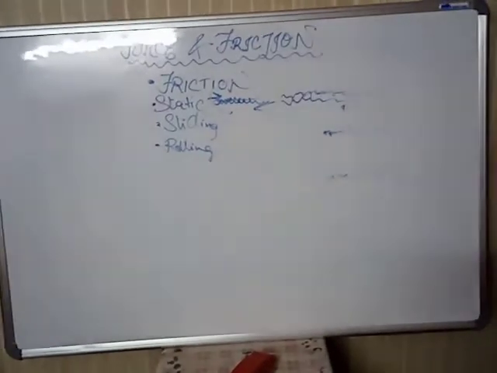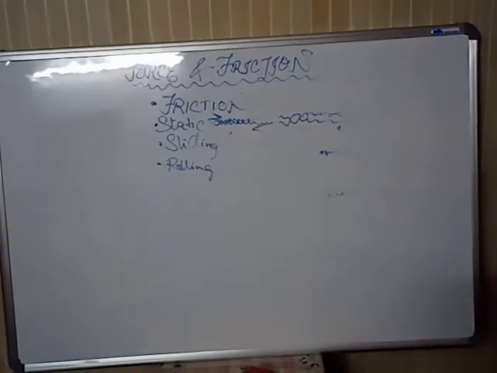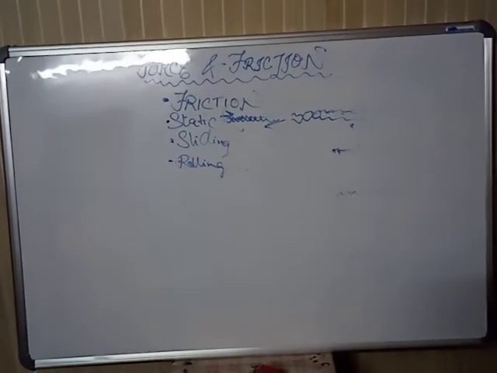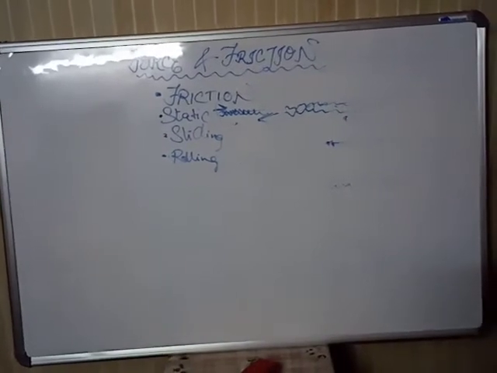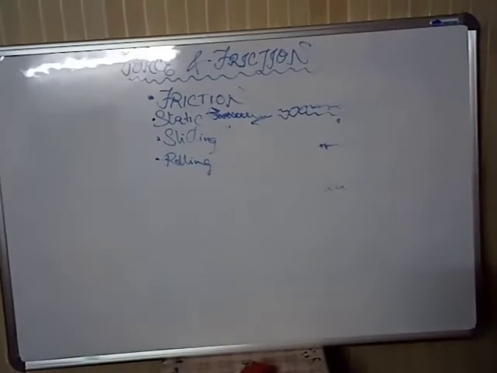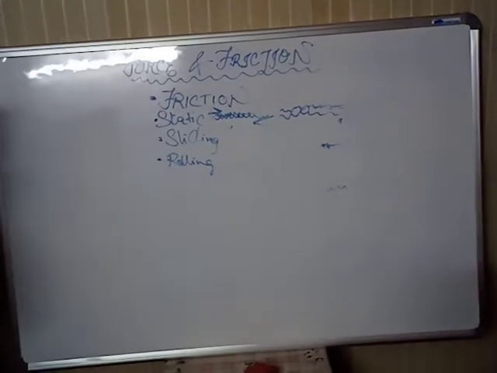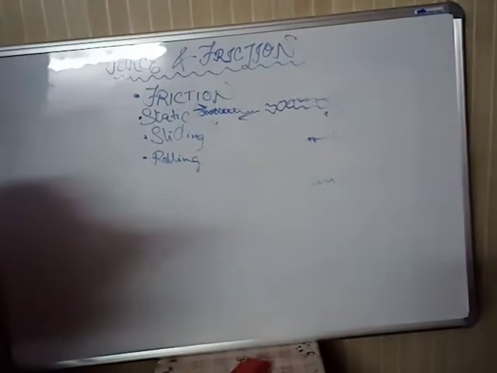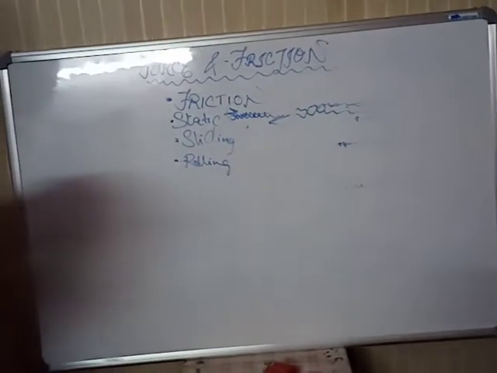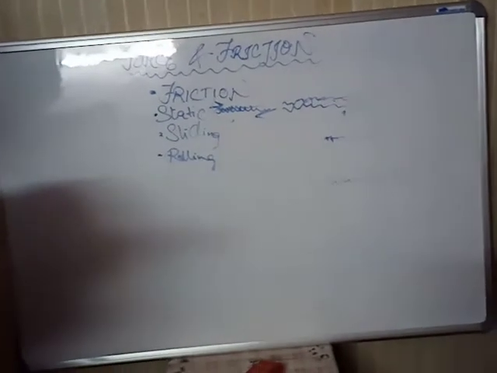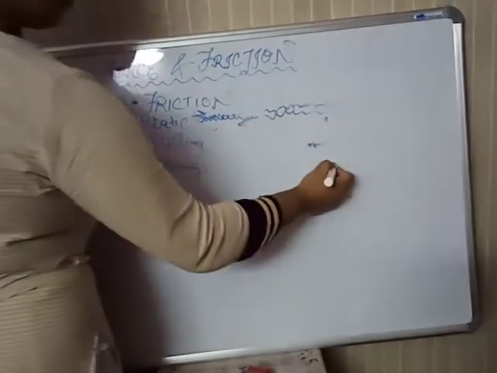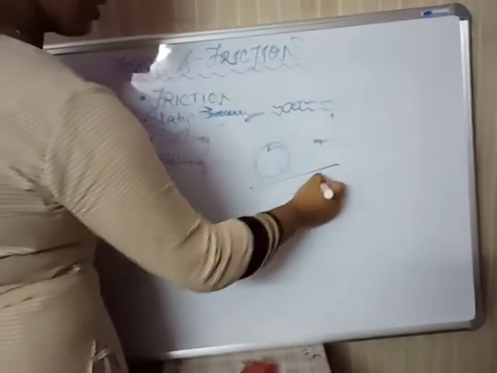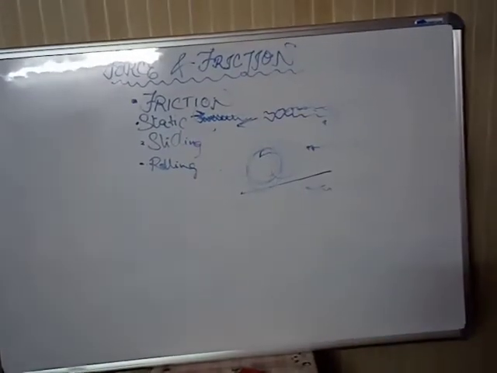Now, sliding friction. The friction that acts between two surfaces when one is sliding on the surface of another is called sliding friction or kinetic friction, like a penguin sliding on the ice. Now, rolling friction. The force of friction that comes into play when an object rolls over the surface of another object is called rolling friction, like a wheel. This is the road and this is the wheel. The wheel is rolling. This friction is known as rolling friction.